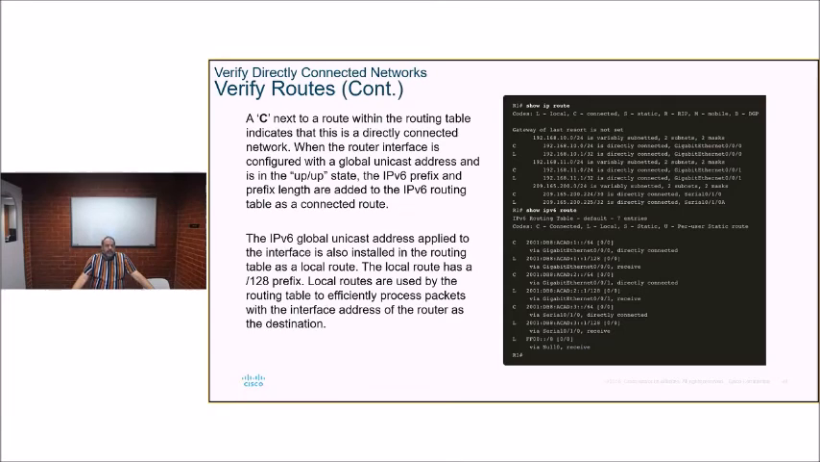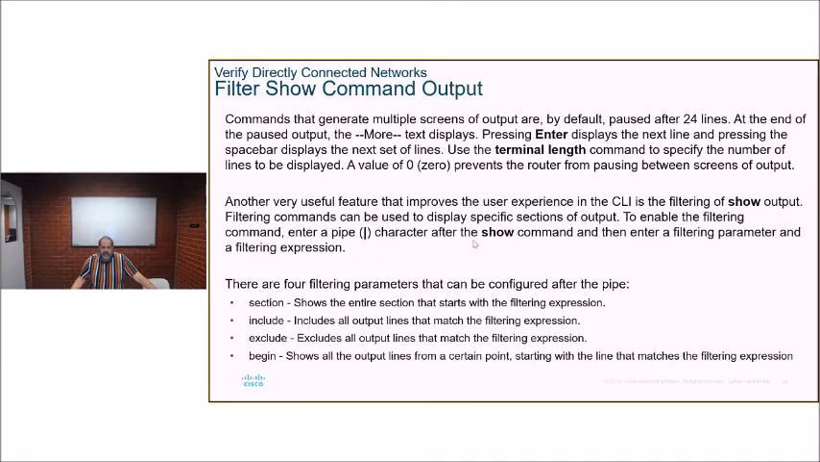Now, as I said, the C next to a route in the routing table indicates that it's directly connected to the network. When the router interface is configured with a global unicast address and in the up state, the IPv6 prefix and prefix length are added to the routing table. And you can also see the L links, which is local link, and so of course that is the host address of that particular interface.